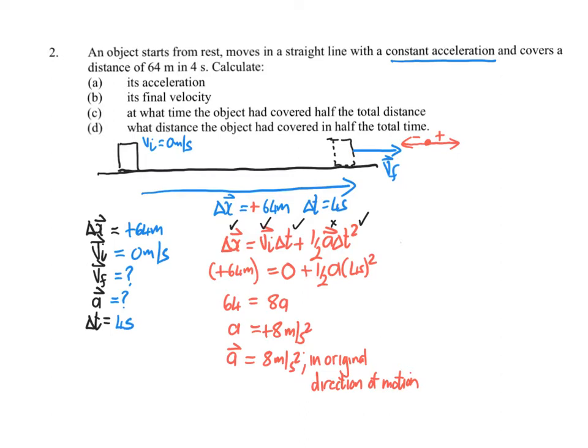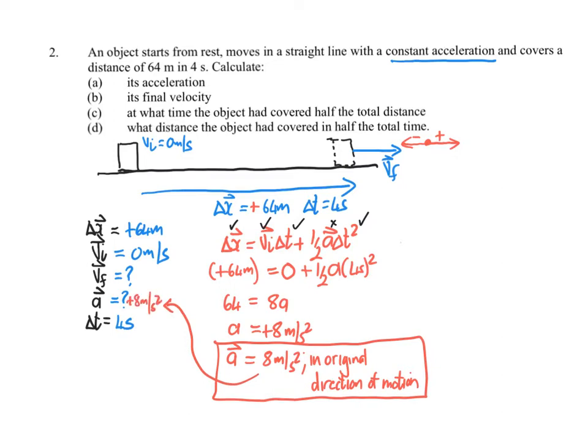Now that we've done this, and there is our answer, I would suggest that you put this answer back into your data table, and it's plus 8 meters per second squared. So this was question A. Now looking at question B, we are asked to determine the final velocity.